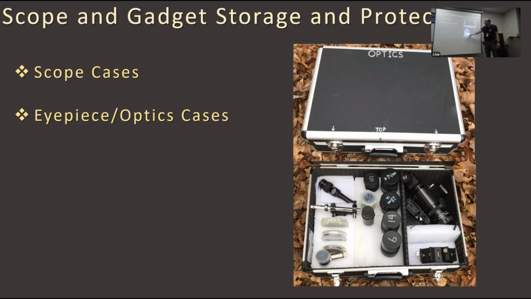Eyepieces, filters, finder scopes, all of these things require an extra level of protection. Your eyepieces may have come in a little plastic tube. That's great, but you need to have something to sort it out. This is where a place like Harbor Freight can be your friend. Harbor Freight, well known for all of its super high quality tools, but you can buy these little boxes and they are not very expensive.